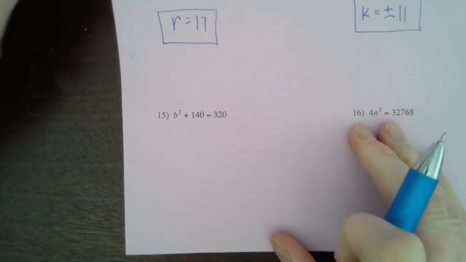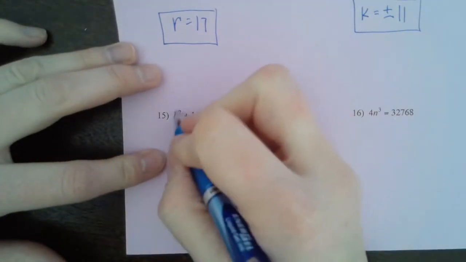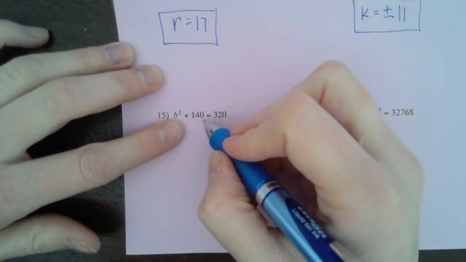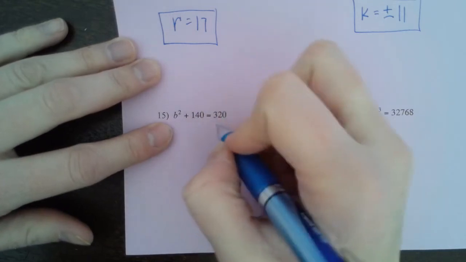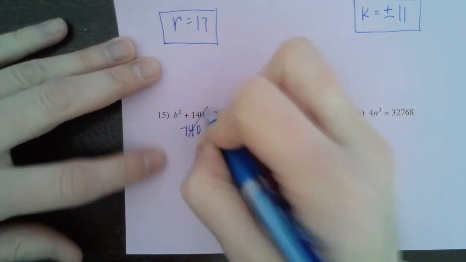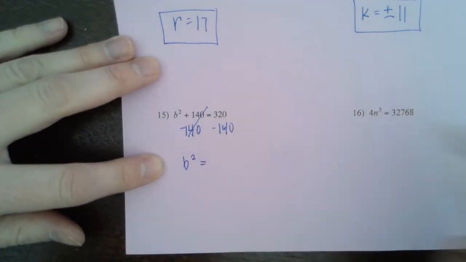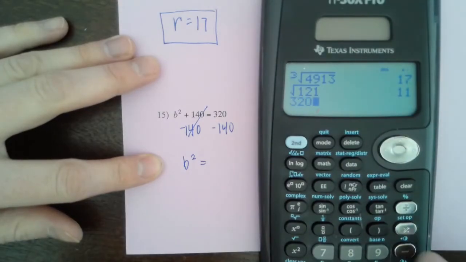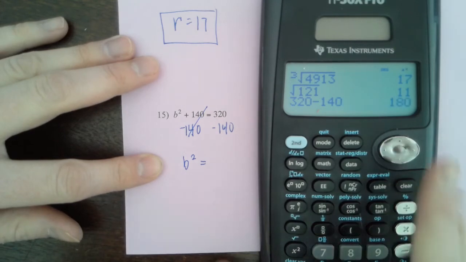Okay, now 15. The only thing we have to do first is get the variable by itself. We're going to do the opposite of what's happening. So the opposite of positive 140 is minus 140. What we do to one side, we always do to the other. So now we have b squared equals 320 minus 140, which is 180.